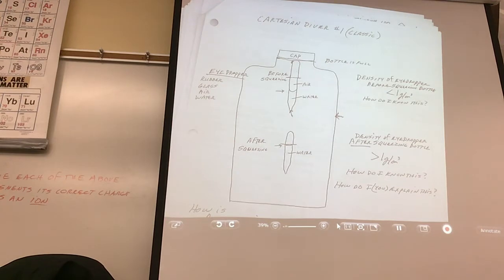All right, stop. Okay. Now, what I have is called a classic Cartesian diver, okay? So it's called a Cartesian diver, and this is Cartesian diver number 1.